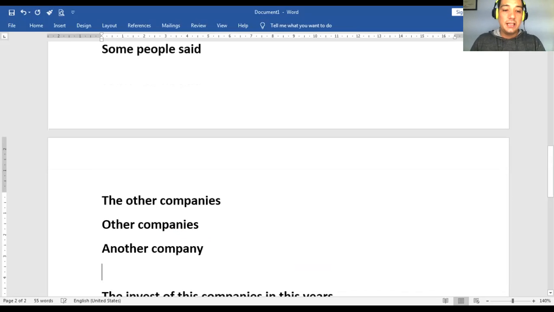So if you say the other companies, you are referring to plural, right? The other companies. And you have to continue because you're being very specific. The other companies that brought their investment to El Salvador, etc. Okay. Other companies, you're just generalizing. Other companies, you don't know. Another company, singular.